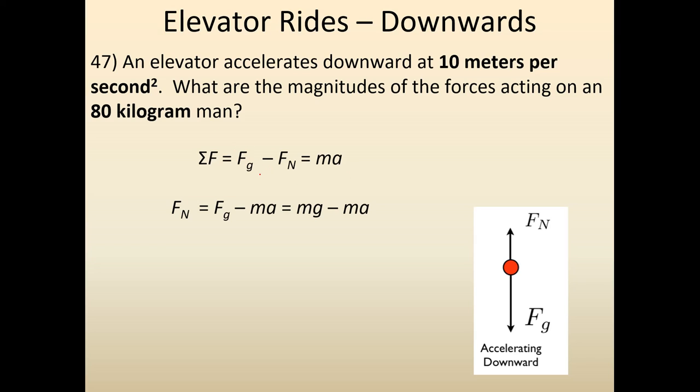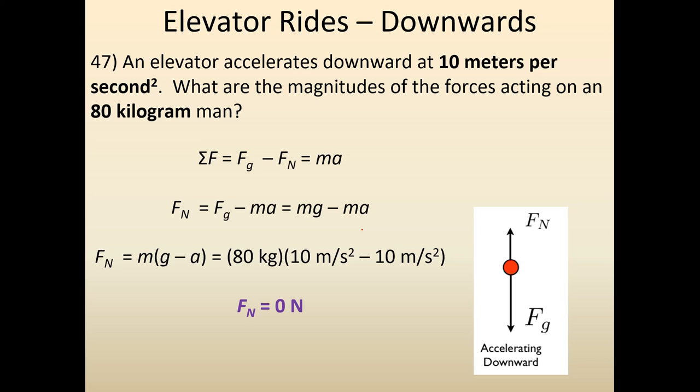It is extremely important that when you do these elevator rides, you get into the habit of putting the forces in the correct order. Because if you don't do that, you'll end up getting the completely wrong answer. So plugging this in, now it's going to be m times the difference in their accelerations. Since both the acceleration of gravity and the acceleration of the elevator are 10, my normal force actually ends up being 0.